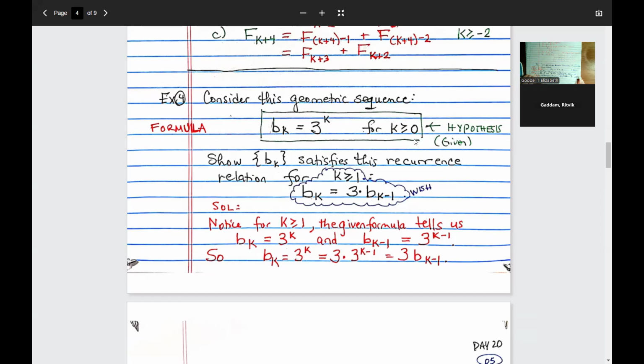Right here, okay, tells us that b sub k is 3 to the k, but it also tells us that b sub k minus 1 is 3 to the k minus 1, because this formula works for k greater than or equal to 0. And if we know that k is greater than or equal to 1, then k minus 1 is definitely greater than or equal to 0. So that formula applies, you see. That's why that range for that indexing variable is so important. So we have these two pieces that are true.